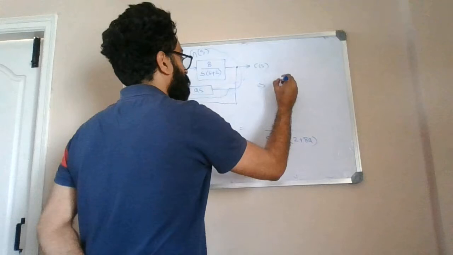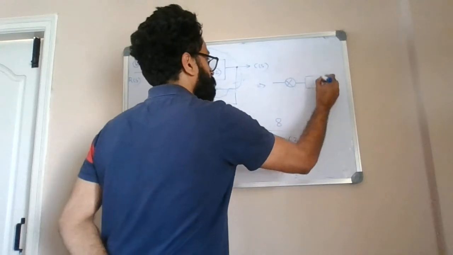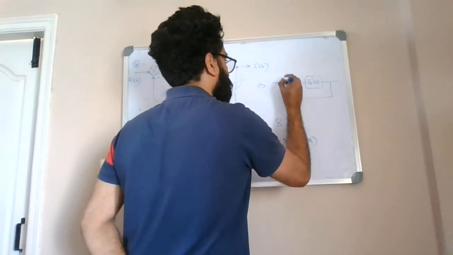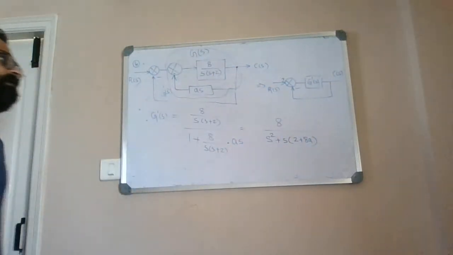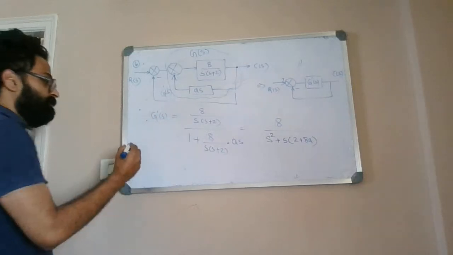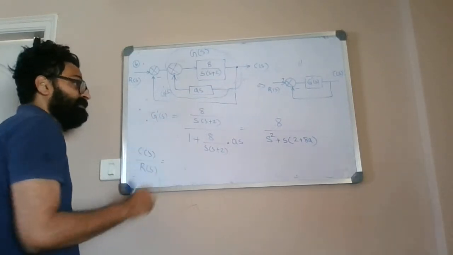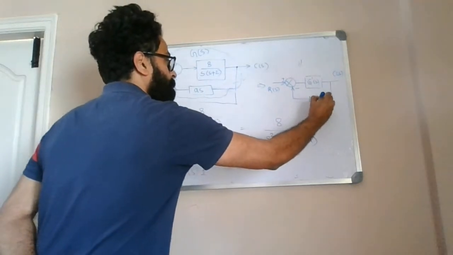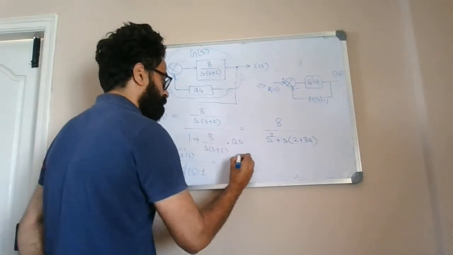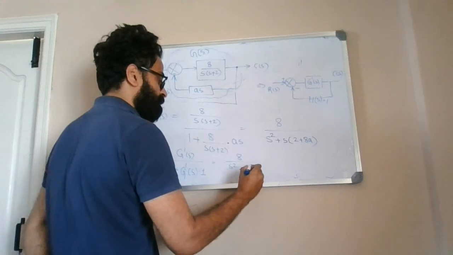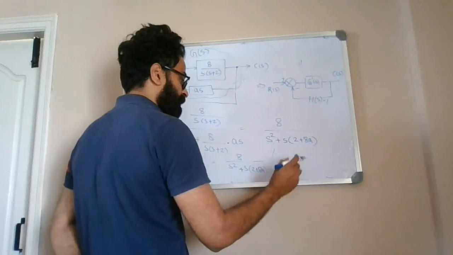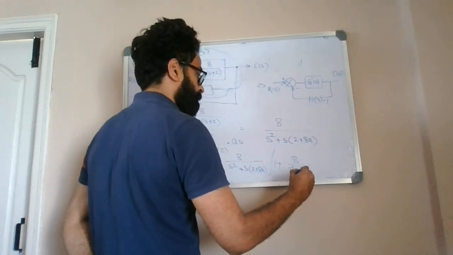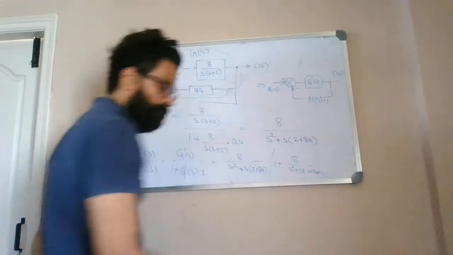Now the simplified diagram, you can expect it to be in this form. So this is your G dash of S, which is here. And this is again connected in negative feedback. This is R of S and this is C of S. And for this particular control scheme, you calculate the overall transfer function C of S by R of S. So it is G dash of S divided by 1 plus G dash of S, because H of S is 1. So you can write it down, 8 divided by S square plus S into 2 plus 8A, divided by 1 plus 8 divided by S square plus S into 2 plus 8A. Now you simplify this.